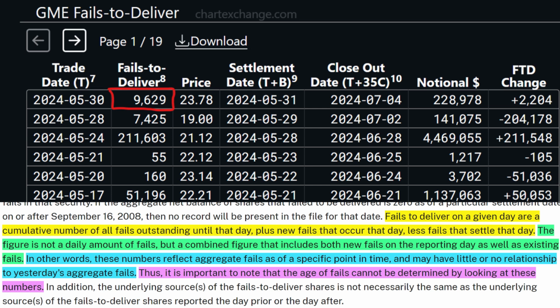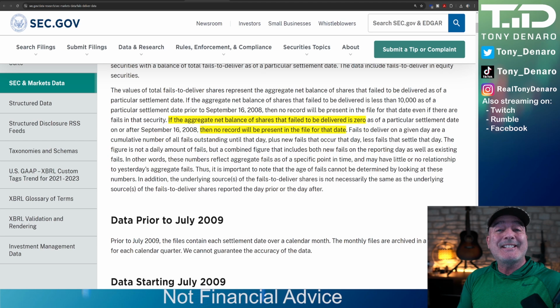Another thing that you'll notice if you look carefully at the dates here in the screenshot that I have, May 22nd, May 23rd, May 27th, May 29th, they're all missing. And I see a lot of people on social media saying, why is the data missing? The SEC does tell us right here on their website that if the aggregate net balance of shares that failed to be delivered is 0, then no record will be present in the file for that date. So that is why we often see dates with no data.